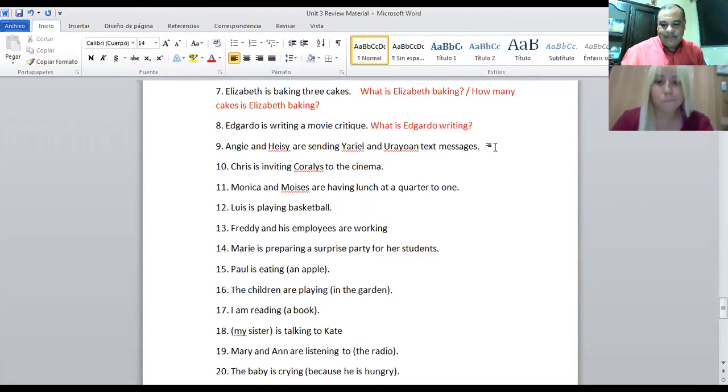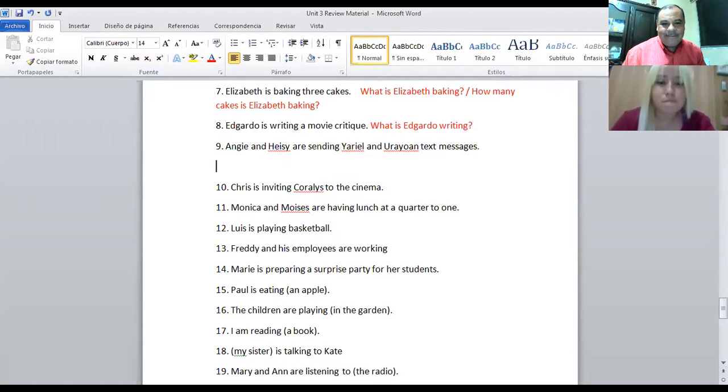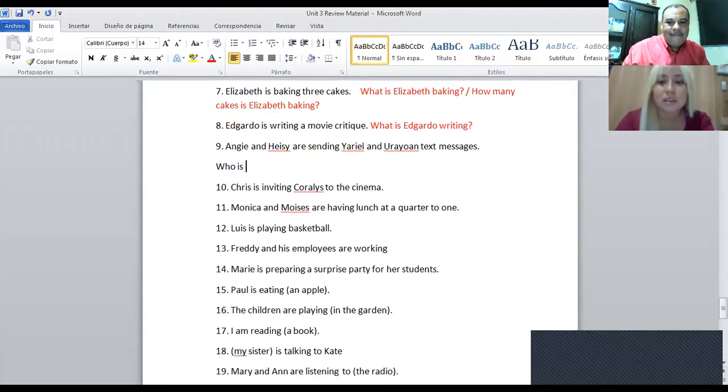The next, number 9. Angie and Hazy are sending Yariel and Urayuan text messages. ¿Cómo se dice? ¿Quién? Who? Okay, who? Who is? Sería R. Ajá, sería no R. No se puede. O sí, R, porque son dos. Es Angie and Hazy. Who are Angie and Hazy?